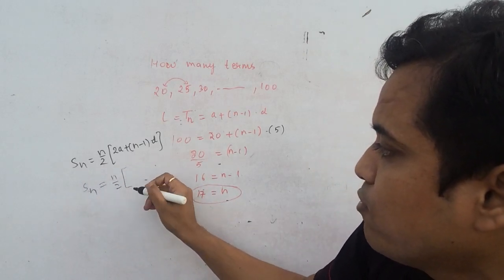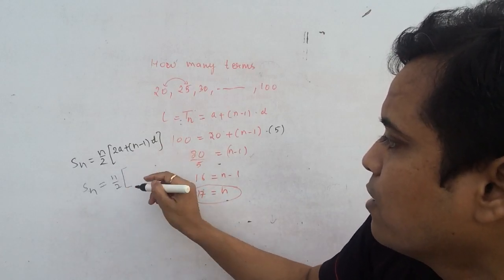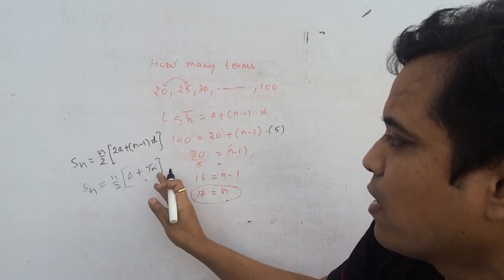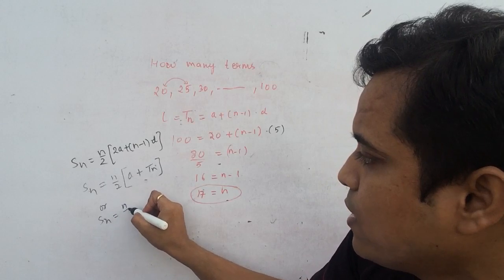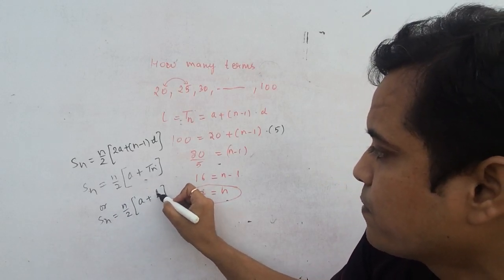You can also write a plus l, where l is the last term. Or you can write Sn equal to n by 2 times a plus l. Okay, l is the last term.